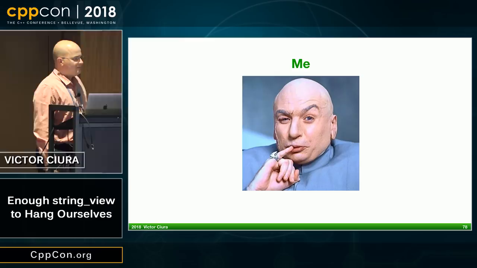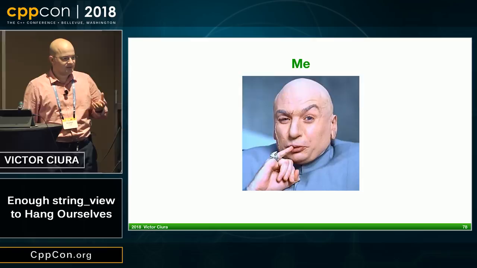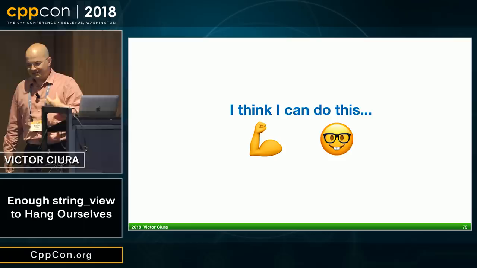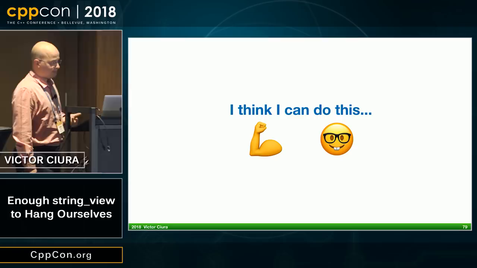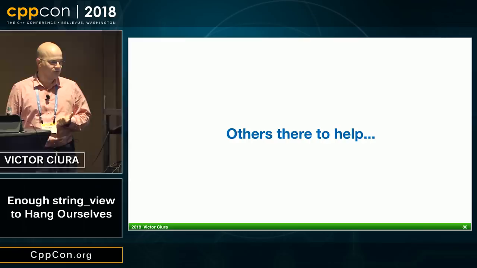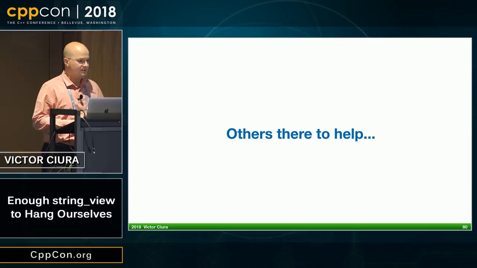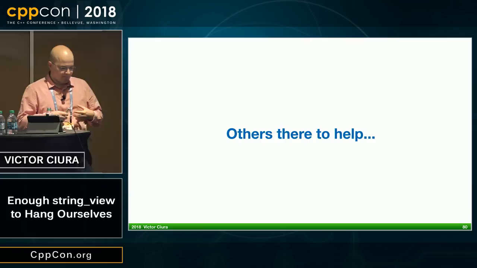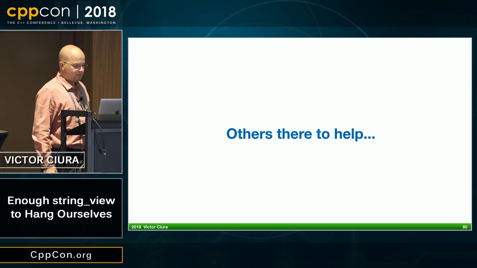And I'm still torn, and I almost feel like I can do this, and I can let myself down this path of embracing string views and using it throughout the application, but I'm still torn. But hopefully there are others there to help. We're starting to see a rollout of several good pieces out there in the ecosystem and investigations around the gotchas and the good practices around using string views and staying away from the bad stuff.